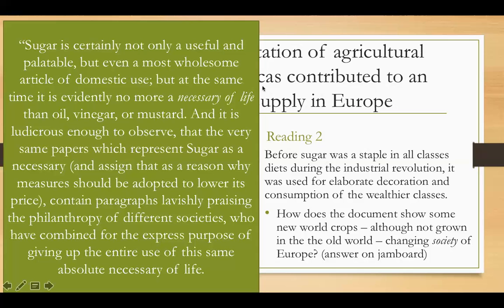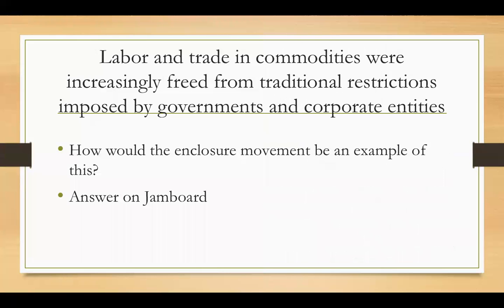So once again, go to the Jamboard, but now click to the next slide, slide 2. All right, and it says, how does the document show some of these crops, mainly sugar, change society of Europe, or at least trigger or start or show that society is changing? How does sugar show that society is possibly changing inside of Europe? So once again, pause me and create these stickies and move them around so they fit. Pause me and go ahead and do that sticky on the Jamboard. All right, hopefully we're back.